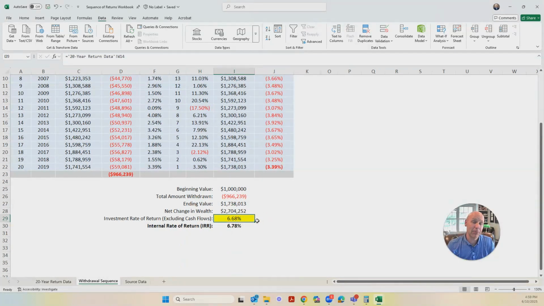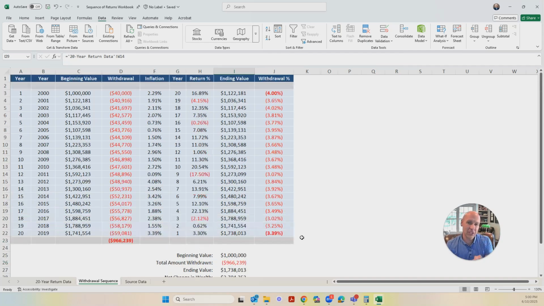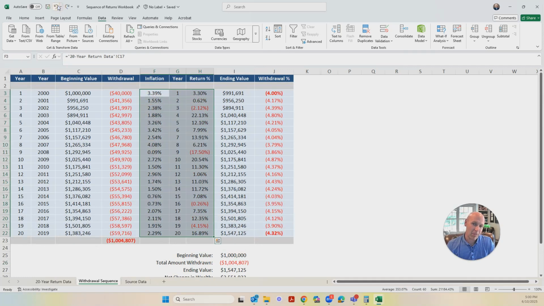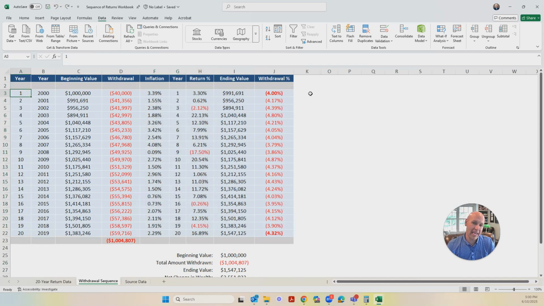So here's that same 6.68% return independent of cash flows, but before it was a 6.52%, I want to say, internal rate of return when you include cash flows. Now it's a 6.78%, but that is a much tighter range of outcomes. Again, sequence of returns can be very dangerous, but this is just a way to smooth out the sequence of returns.